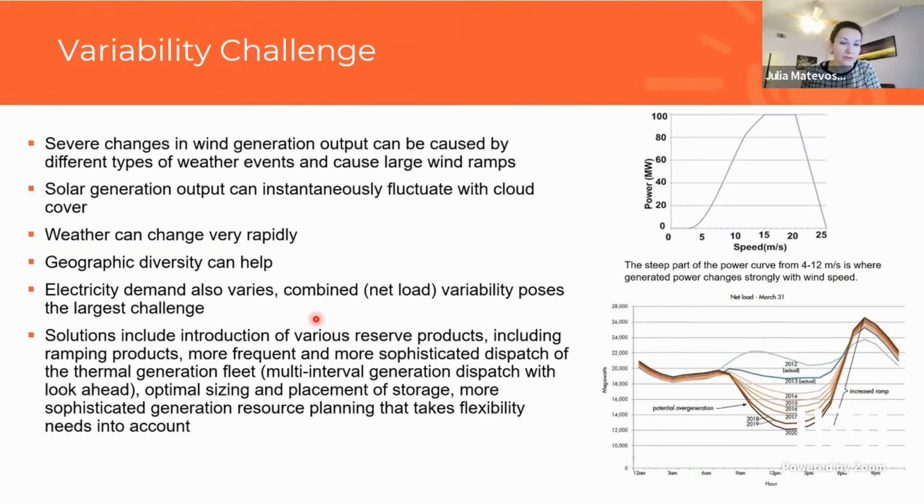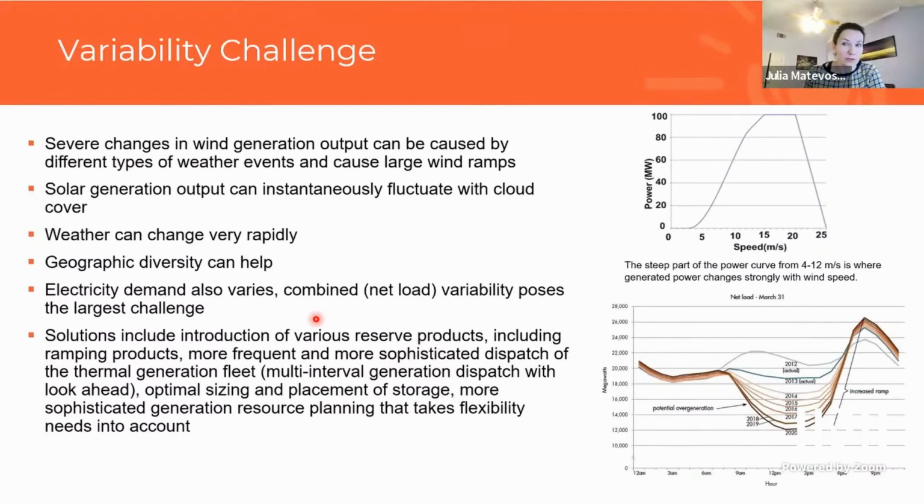You can also have more sophisticated dispatch of the remaining generation fleet using multi-interval dispatch. So you look ahead. You don't just dispatch for 1 hour or for 5 minutes, but you look ahead for periods to come and how generation and load may change in the coming intervals. By doing that, you can line up flexible generation to serve that ramp that is about to come. So you don't get surprised by it, but more you position the system where it can serve that ramp.